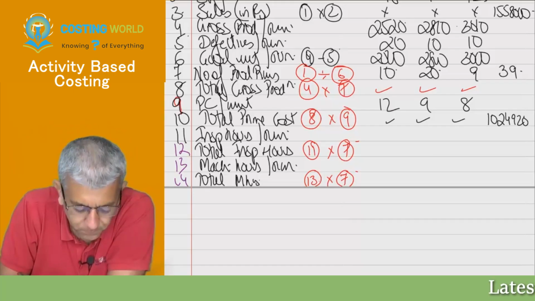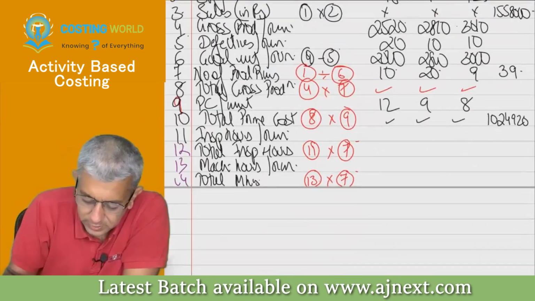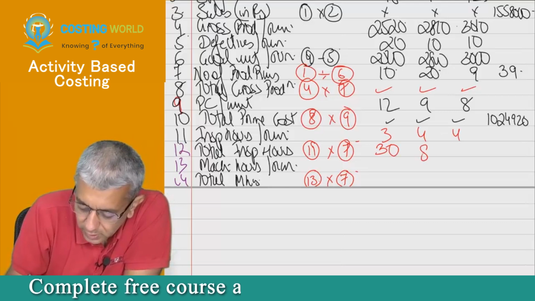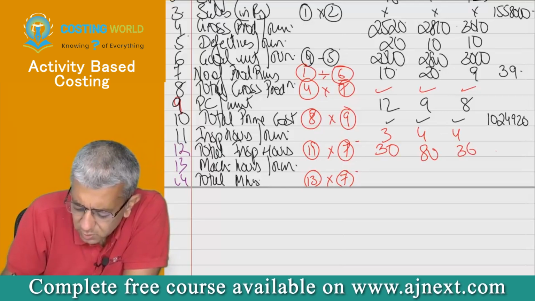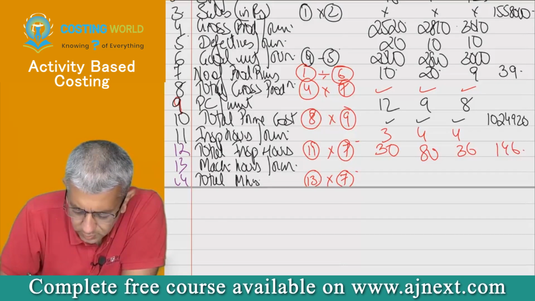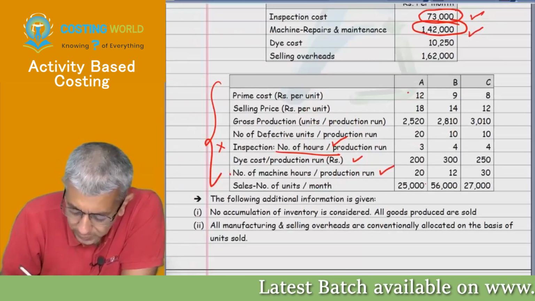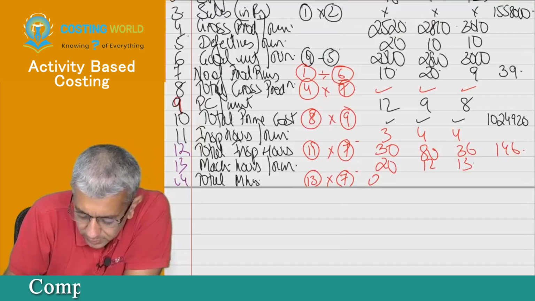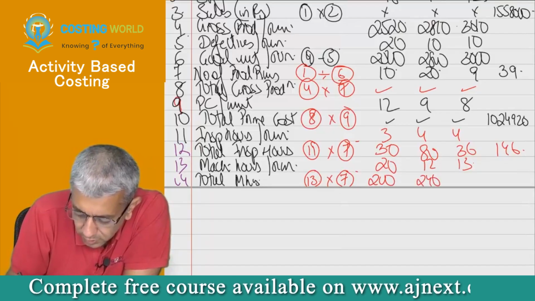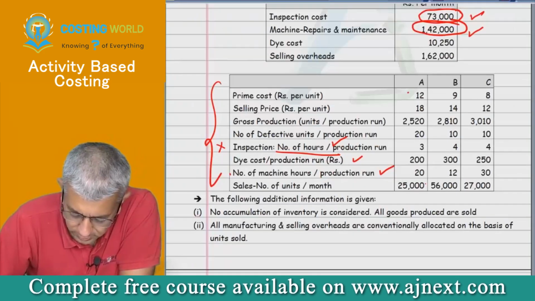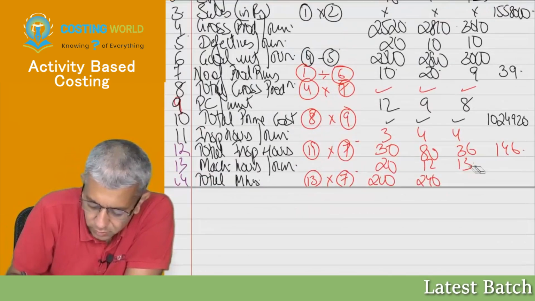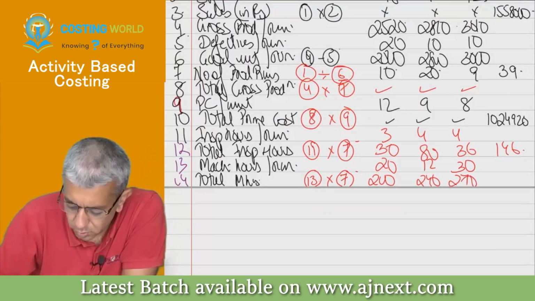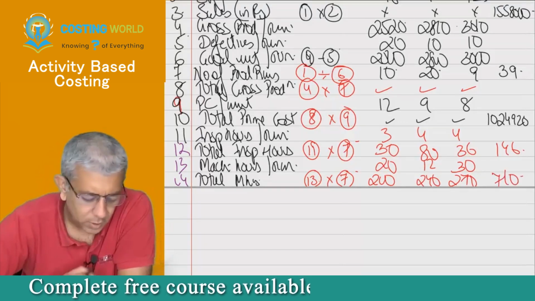Okay. Inspection hours per run, just a second, 344. So total inspection hours in this case will be 30, 80, 36. 146 is a total of what? Yes, sir. Okay, then machine hours per run 20, 12, 30. 20, 12, 30 multiply, so 200, multiply 240. Just a second, this is 30, not 13. Yeah, sorry. 270, no? So 710.